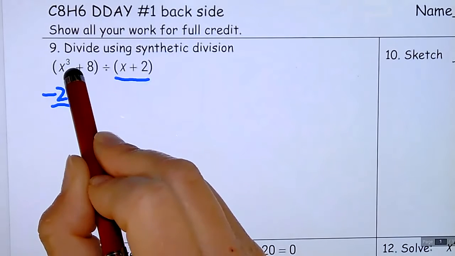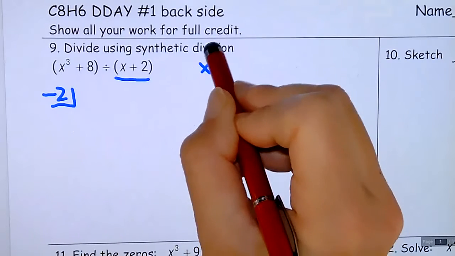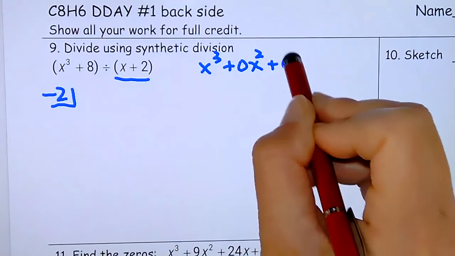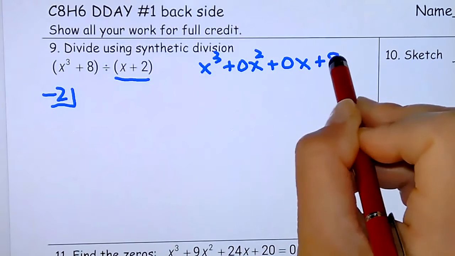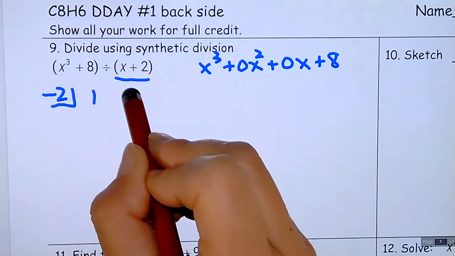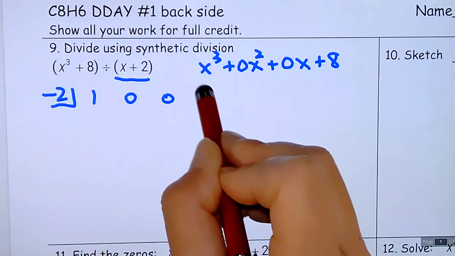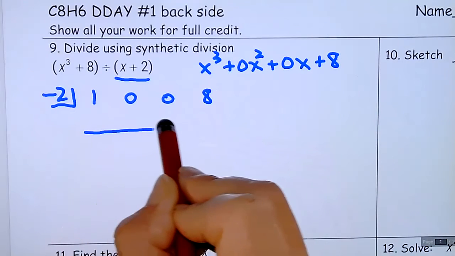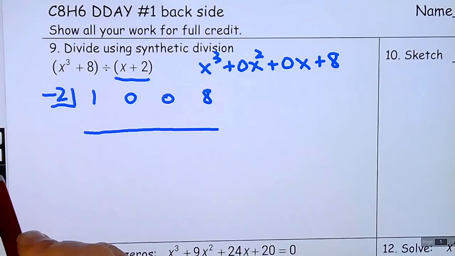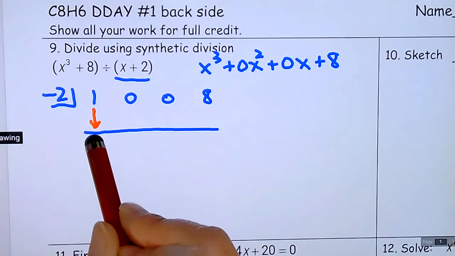Now here you want to be careful because this is really x cubed plus 0x squared plus 0x plus 8. I need these two zeros as placeholders. So I'm going to write 1, 0, 0, 8. Again, I'm just doing one synthetic division, so I'm going to write what I'm adding every time, okay? So I bring down my first number, 1.